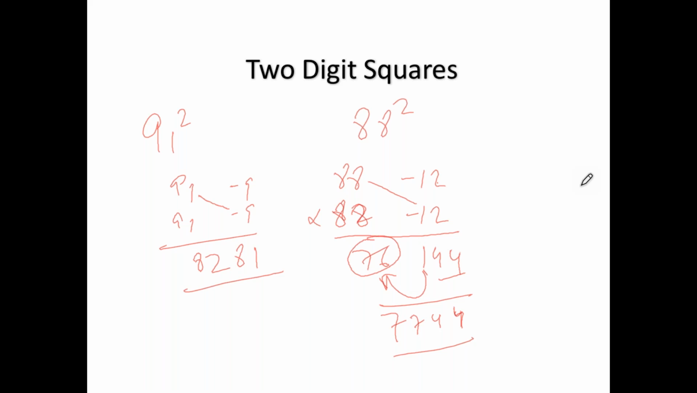Devansh, 7744, you've written the answer of 88, I suppose. Krishna Gopal, that's wrong. Your answer is wrong. Chaitanya, the answer is correct. Very good. I guess we can move ahead now, if you've understood this. Let's move ahead.